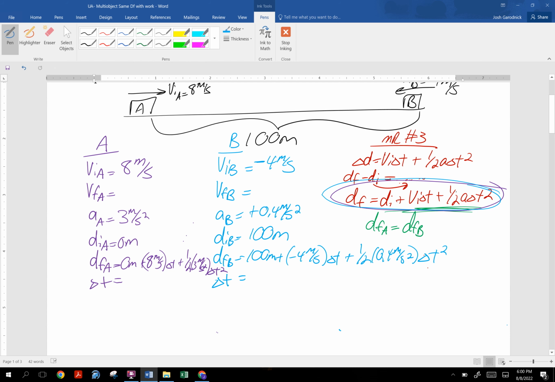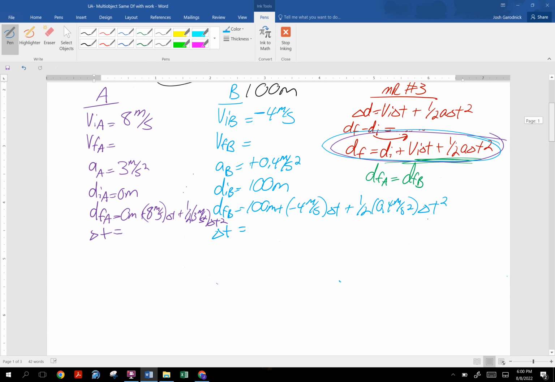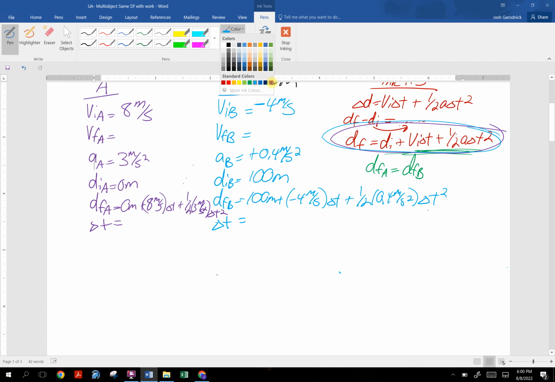Again, this would seem on its own to be just one equation and we have two unknowns. That's a problem. But since the final positions are the same, we can set these two expressions equal to each other.